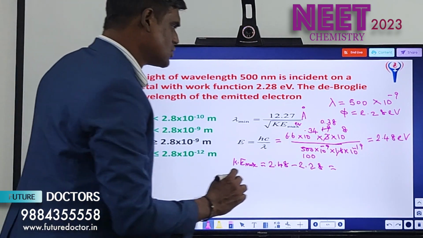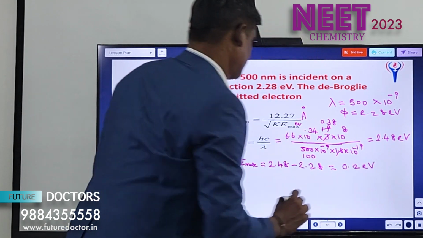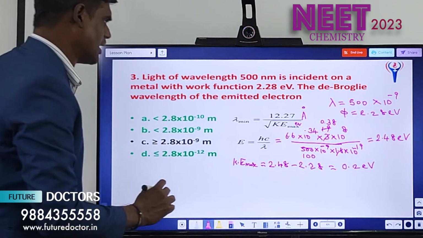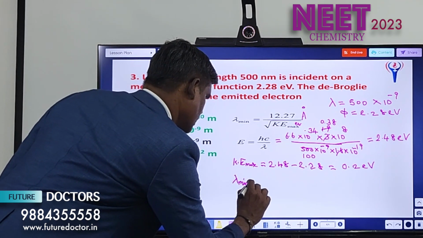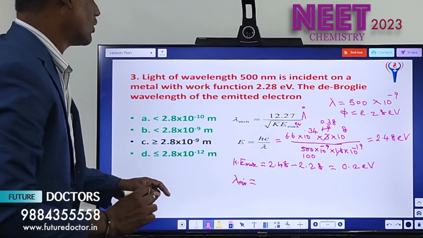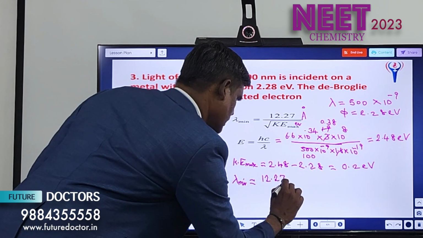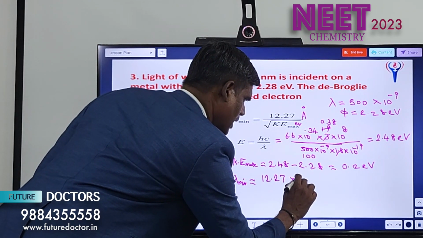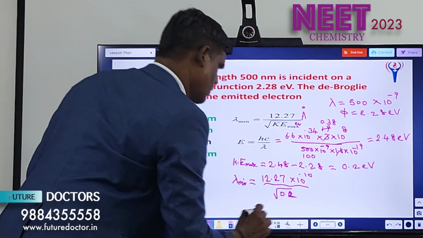Simplify this, what we will get? 0.2 eV. Substitute this here in lambda minimum. Lambda minimum equal to 12.27 angstrom, that is 10 power minus 10, divided by square root of 0.2.